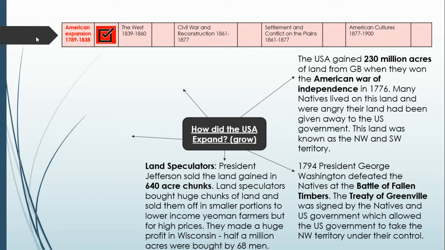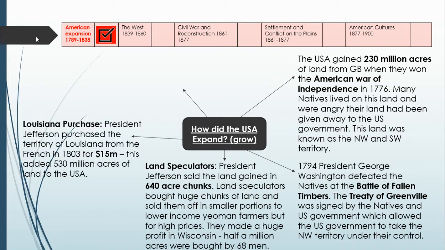I've got an example on the slide for you that in Wisconsin, 500,000 acres were bought by just 68 men. So those 68 men were extremely rich. They then sell on and break up the 640-acre chunks that they have, and they make a lot of money. So this allows the USA to expand because more farmers will be moving west to buy these chunks of land, and that, remember, is more likely to make a territory become a state.